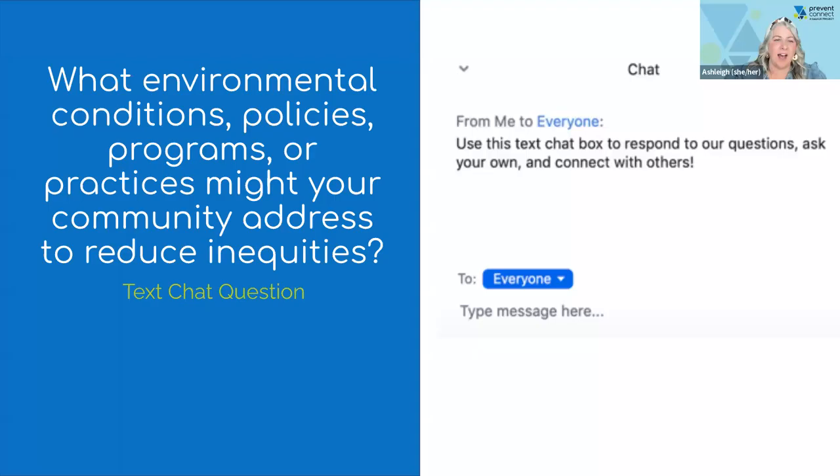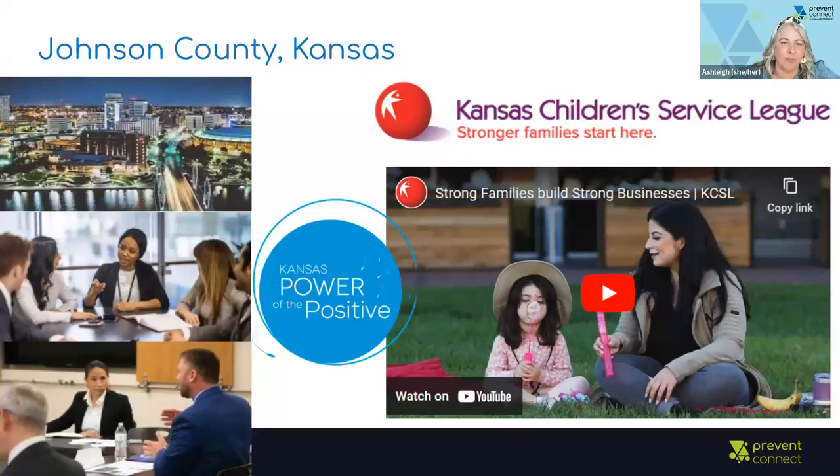We did want to, Christina and Belinda, before we turn it back to you, we'd love to hear from our audience again, thinking about the environmental conditions, policies, programs, or practices that you think your community might address to reduce inequities that are happening. In Lawrence, Kansas, housing was a big one. So just thinking about your community and what you know about the conditions, what are a policy, program, or practice that the community might address to reduce inequities? We'll come back to that. But at this point, I'm going to turn it back over to Christina and Belinda.